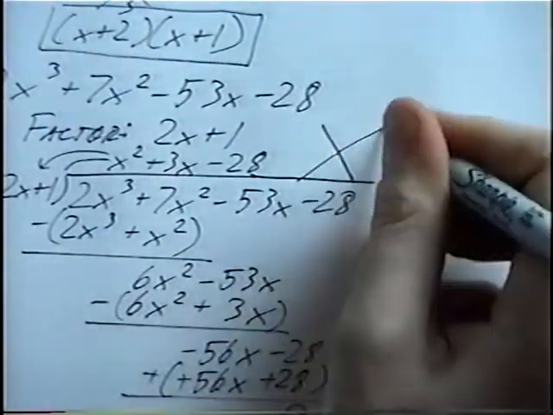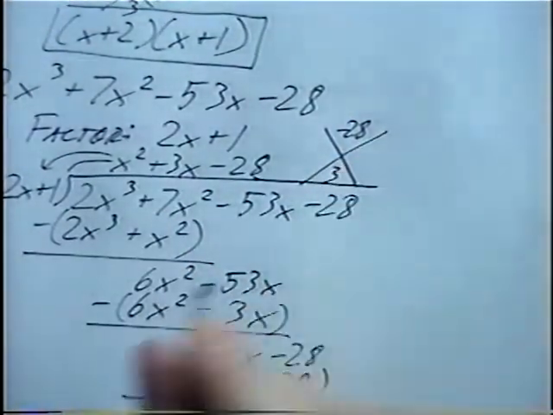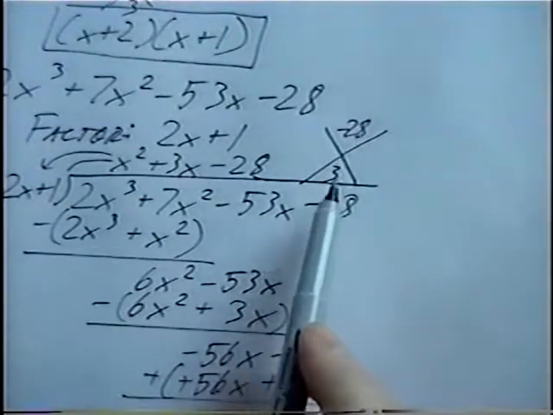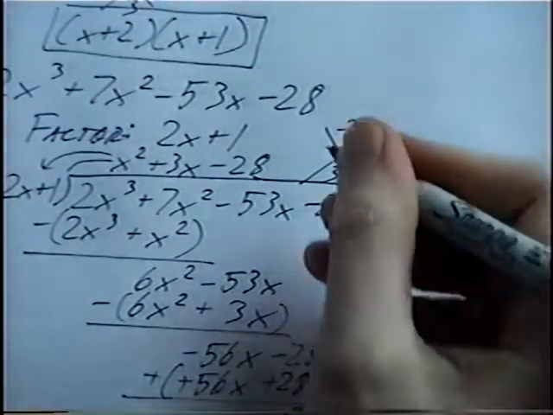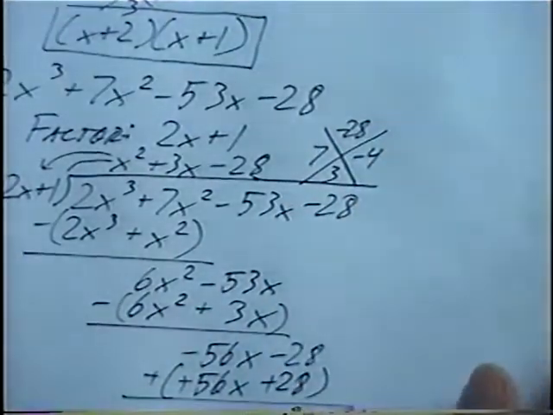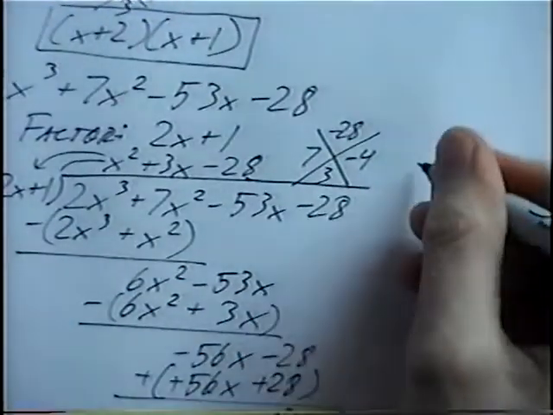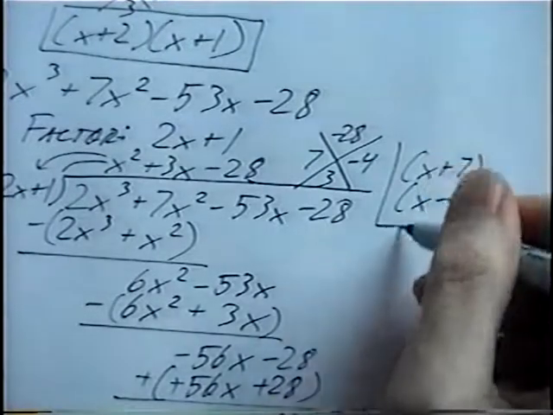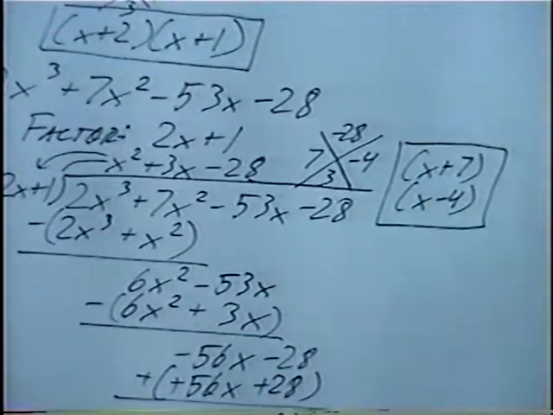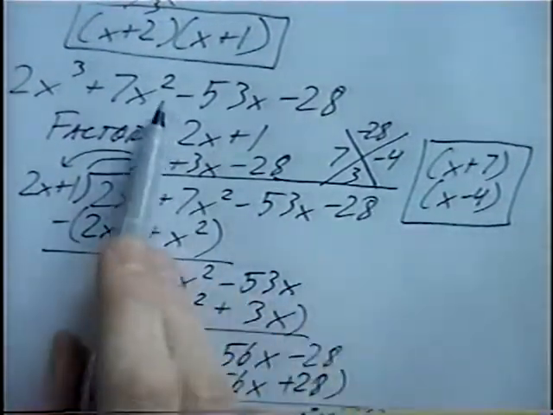You can draw your diamond. Negative 28 on top. 3 on the bottom. Multiplies to get negative 28. Adds to get 3. And that would be 7 and negative 4. Since our coefficient of x squared is 1 again, these will be your answers: x plus 7 and x minus 4. So again, given one factor, 2x plus 1, you can find the remaining factors of this polynomial.